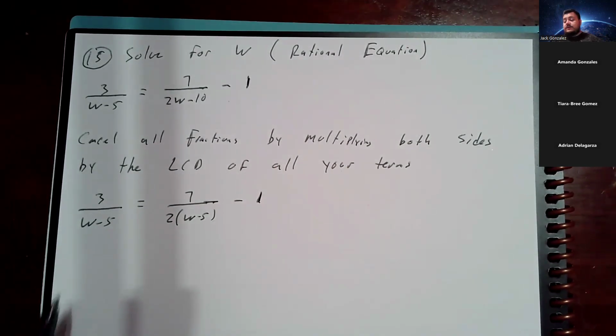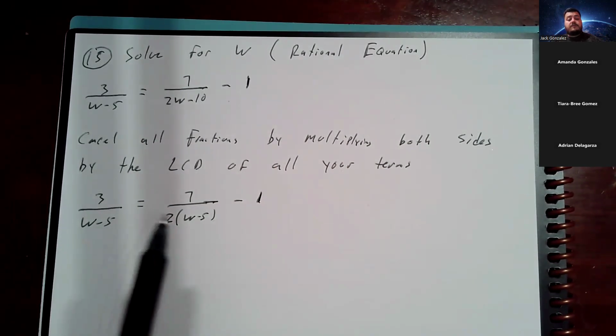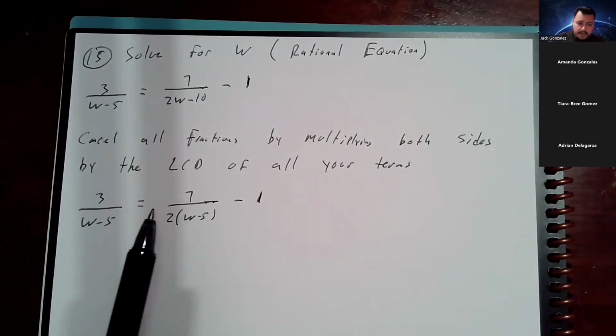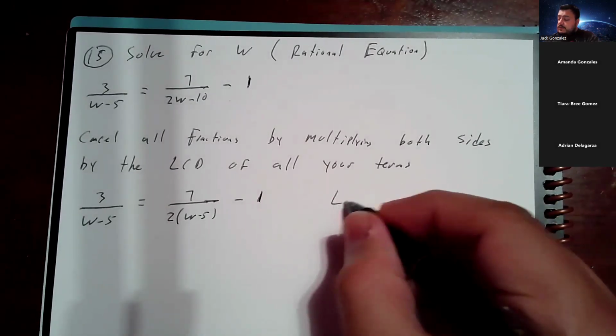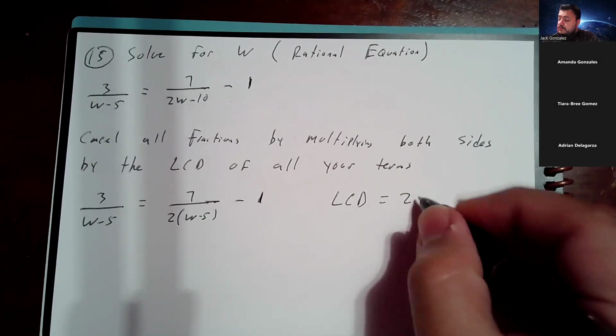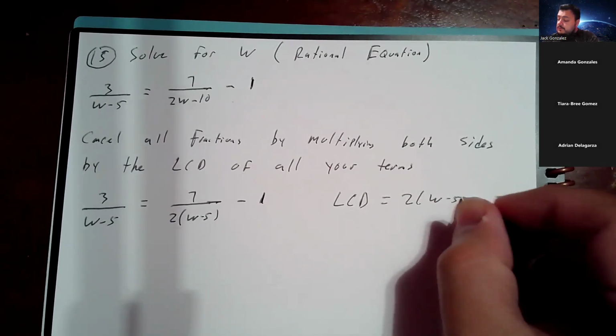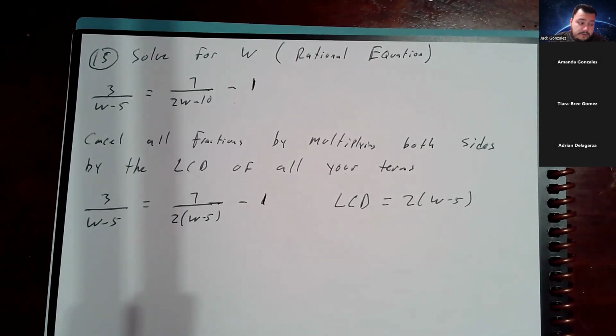Now you can see, right, LCD. So this fraction has W minus 5. This has W minus 5 and 2. So your LCD will be this guy. So multiply this on every single term, and all your fractions will cancel.